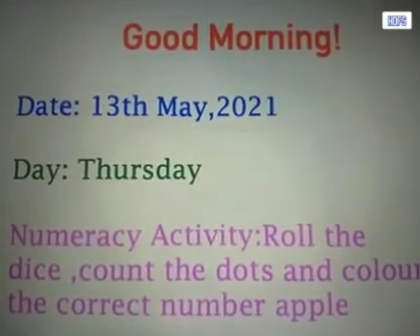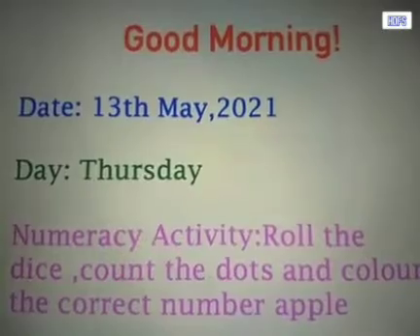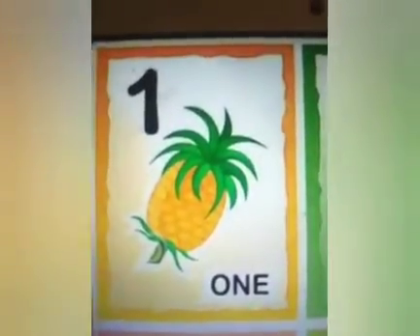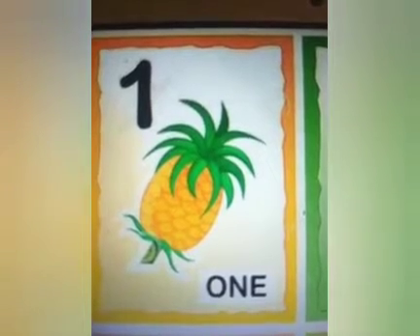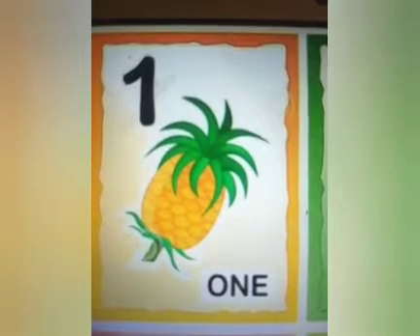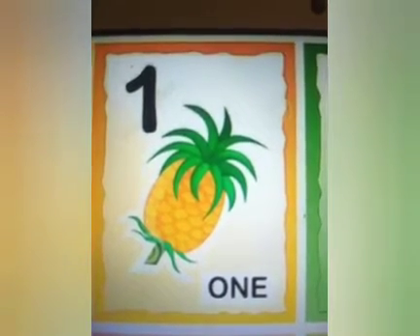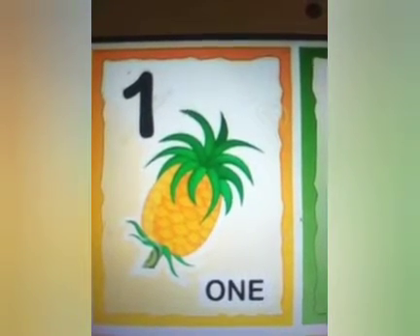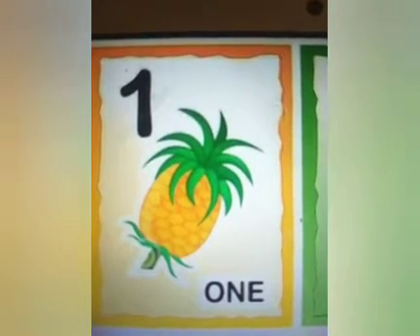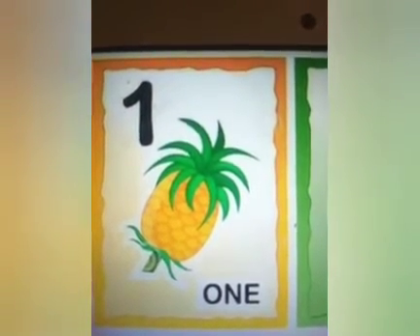I'll explain it to you. Okay, so let's start by recognizing the numbers. So here comes the first number on your screen. Which number is this? The number is 1. Yes, so how many pineapples do you see here? Or I should say pineapple, not pineapples. Yes, there's just one pineapple.